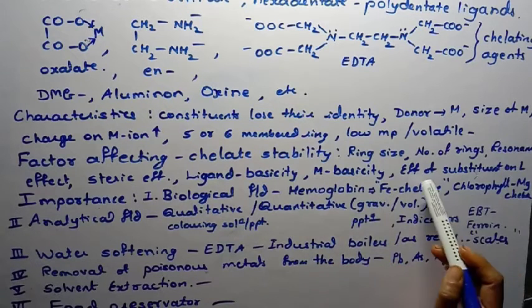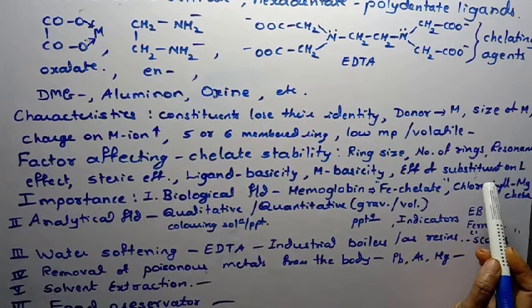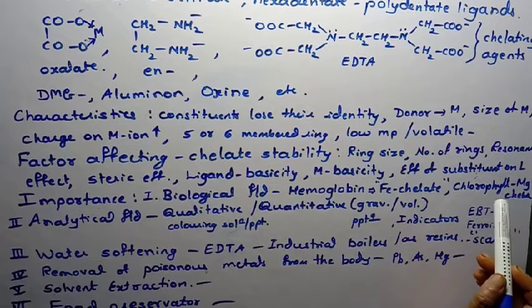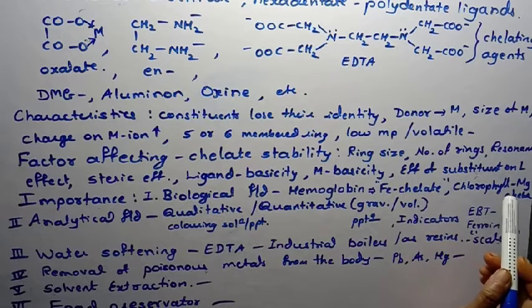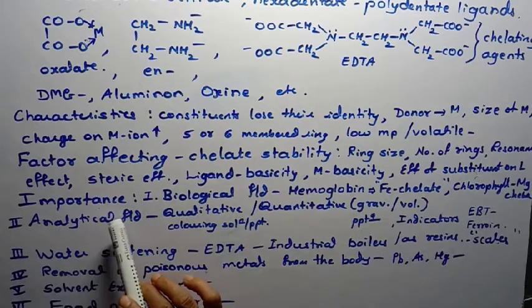So next, the effect of substituents on the ligand. Some substituents may hinder the formation of a bond with the metal ion, thereby the stability decreases. Okay, so that is the effect. Now with this we'll move on to the importance of chelates.